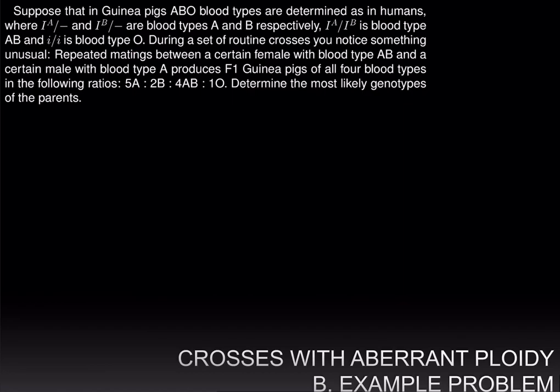During a set of routine crosses, you notice something unusual. Repeated matings between a certain female with blood type AB and a certain male with blood type A produces F1 guinea pigs of all 4 blood types in this ratio: 5A, 2B, 4AB, and 1O. And our task is to determine what are the most likely genotypes of the parents.